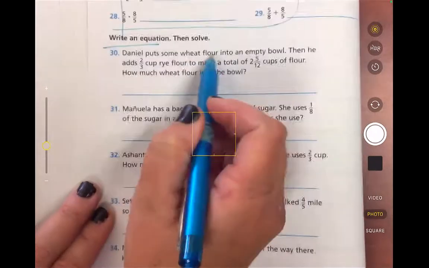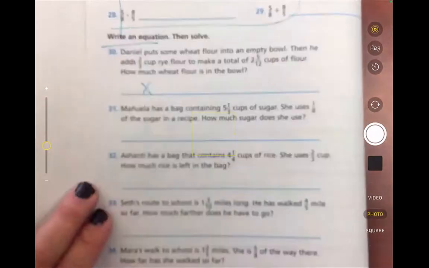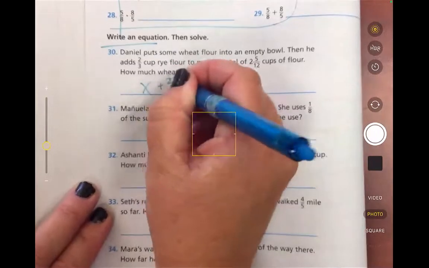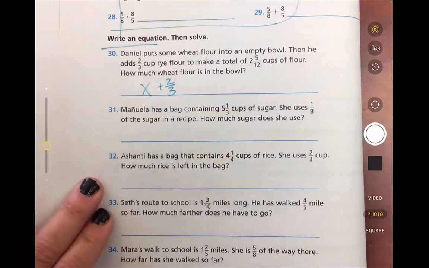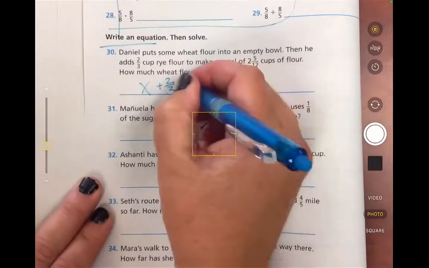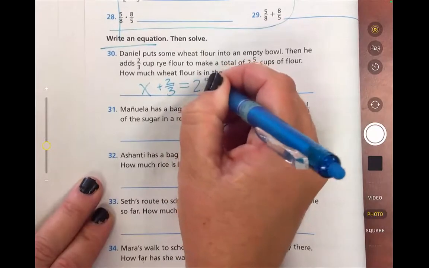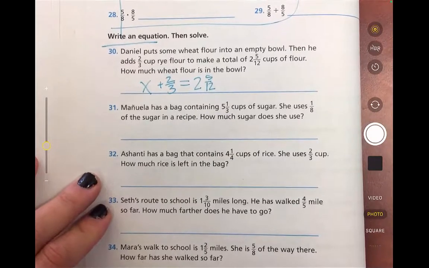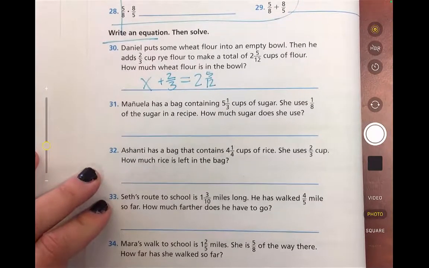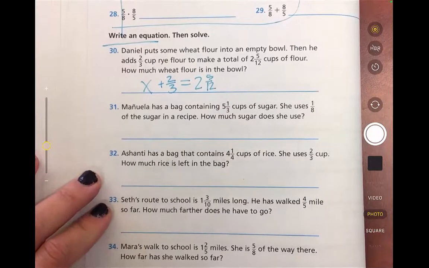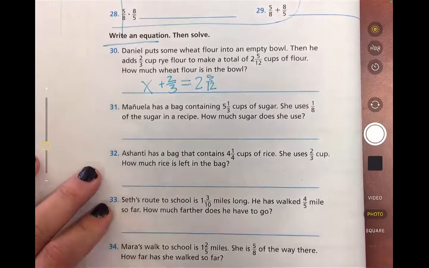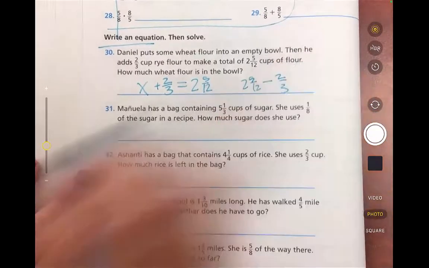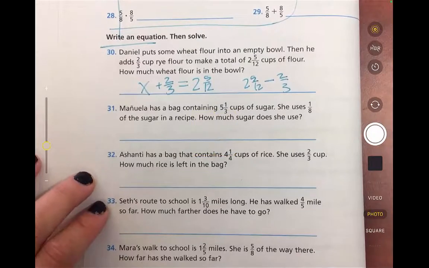So Daniel put some wheat flour into a bowl. We don't know how much flour it is, but he's putting some in there. Then he adds 2/3 cup, whatever he had, plus 2/3 cup, to make a total of 2 5/12. Now this is called a situation equation because this isn't what I'm going to do to solve it, right? What would I do to solve this problem? Subtract. Yep. So to solve it, I would do 2 5/12 minus 2/3. We're not actually going to solve it. We're just going to talk through the equations on these.